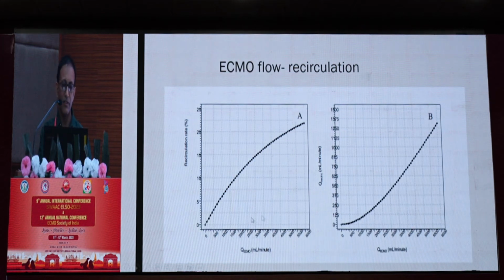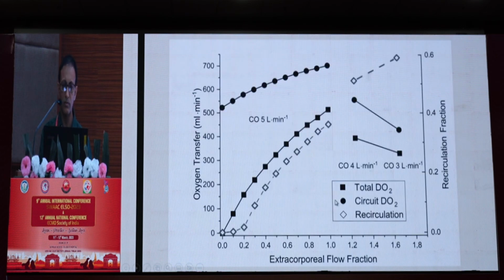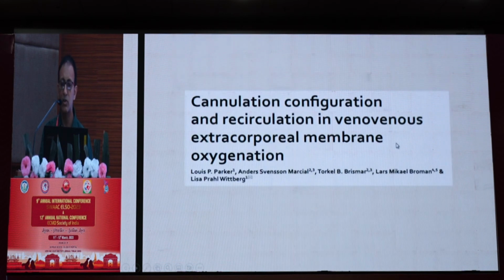So if you see these graphs, with increase in ECMO flow, the recirculation rate increases. This is a complex interplay where if there is a cardiac output of 5 liters, you can see here that the total DO2 is increasing with increasing ECMO flow fraction, and the circuit DO2 is also increasing. At the same time, recirculation also is increasing. However, if the flow fraction goes above 1, that means you are increasing the ECMO flow and reducing the cardiac output, then the recirculation jumps up. It's significantly higher, and the DO2 comes down both in the circuit, and the total DO2 comes down as well.